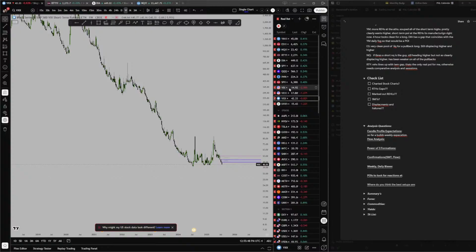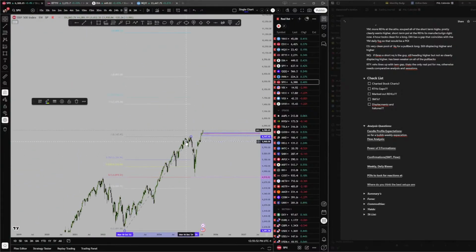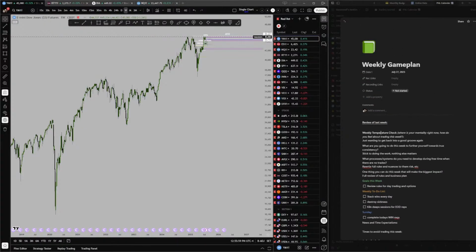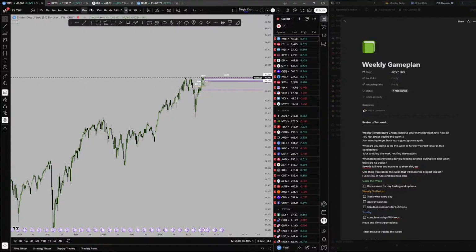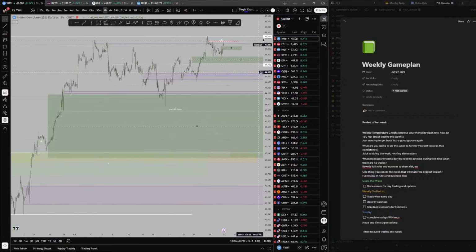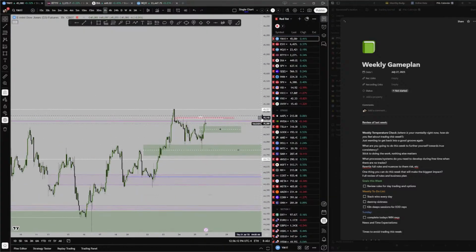But yeah, SPX, I don't really care. All right, that's about it. Perfect. That is all I got. So it's going to be a crazy week. I think crypto is going to go.